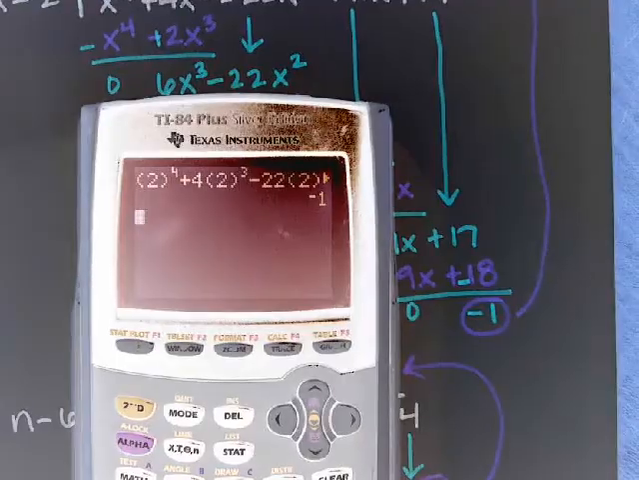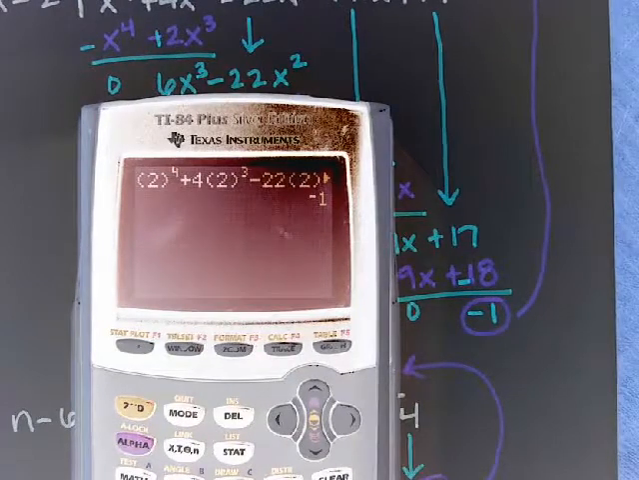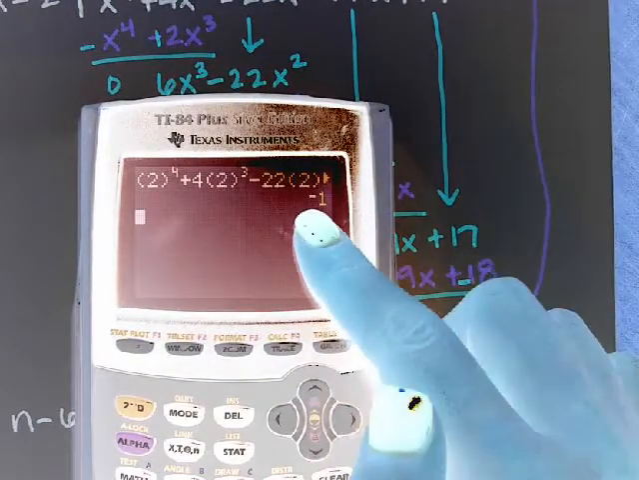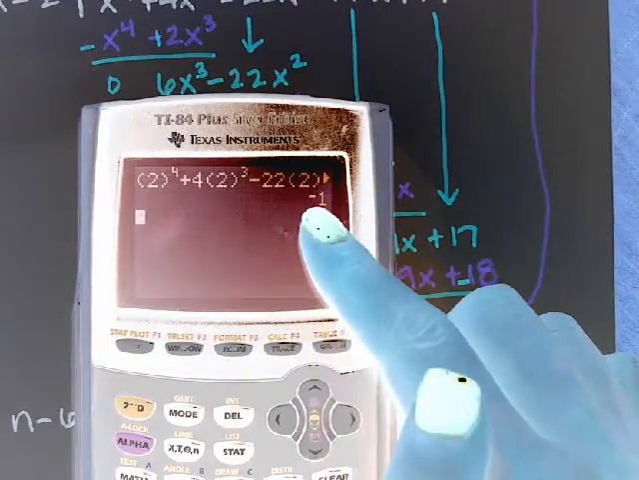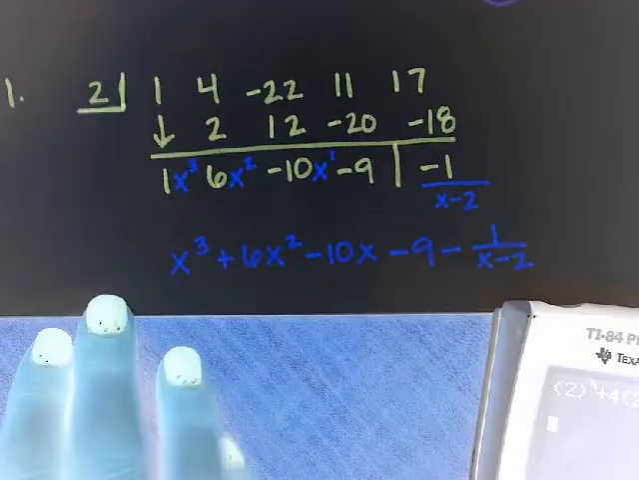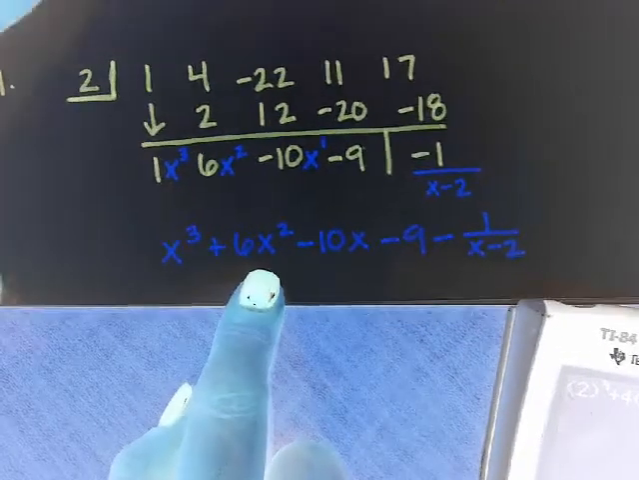And what should happen when we plug in 2? We get the remainder. Okay, so if I plug in positive 2, I should get a remainder of negative 1, and I did, and that's some confirmation that I got it right. Okay, now I did the exact same problem, but I did it a different way, and so now I have even more confirmation that I did it right.